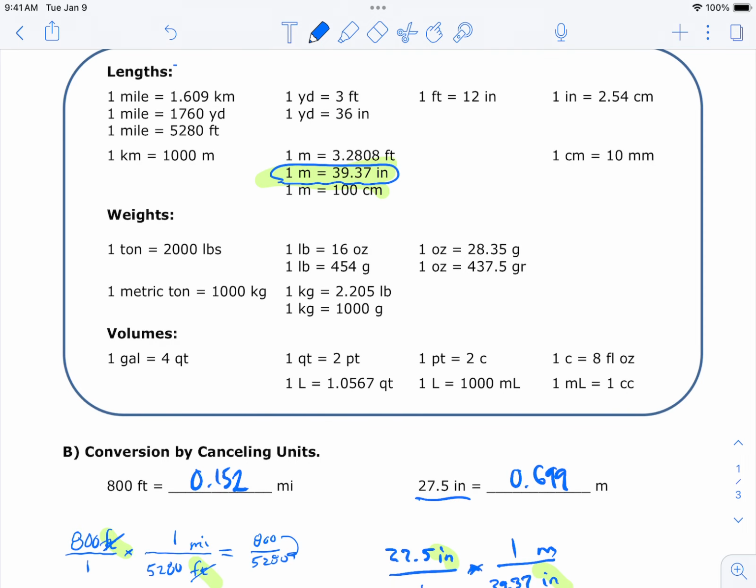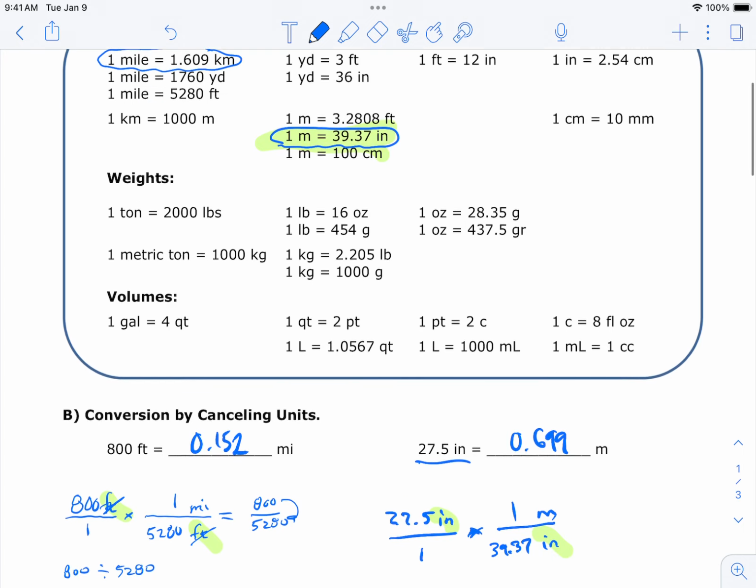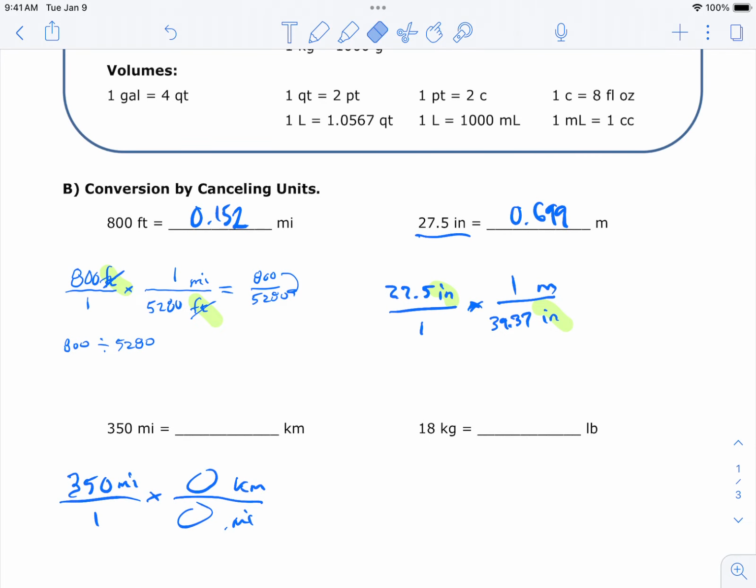Miles to kilometers, oh, right there, the very first fact. 1 mile is 1.609 kilometers. So notice this time we've got a straight multiplication. It's just 350 times 1.609. Dividing by 1 does nothing. So 350 times 1.609 is, let's see, 563.15, but whatever, 563.2, something like that.